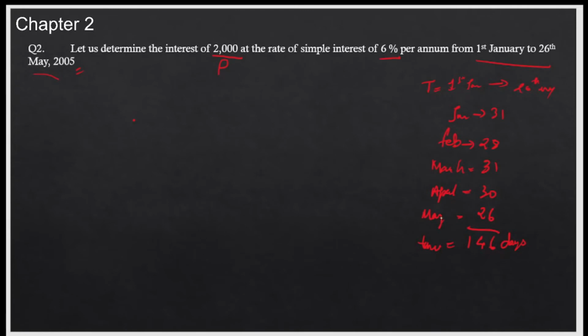We need to convert time into years. Now we know that 365 days makes 1 year. So 1 day makes how many years? 1 by 365 years. 1 day is this many years. How many days? 146 days. 146 days is 1 by 365 into 146, and this will be 0.4 year. So we've got the time.